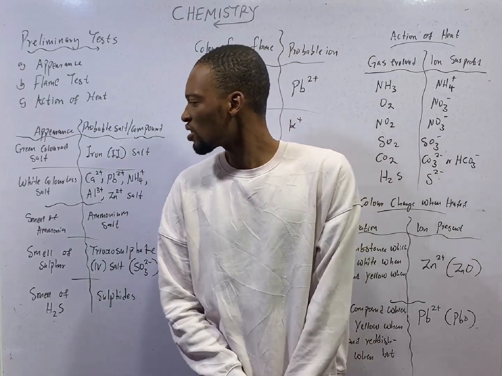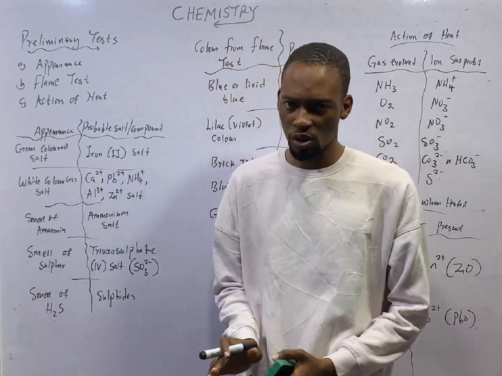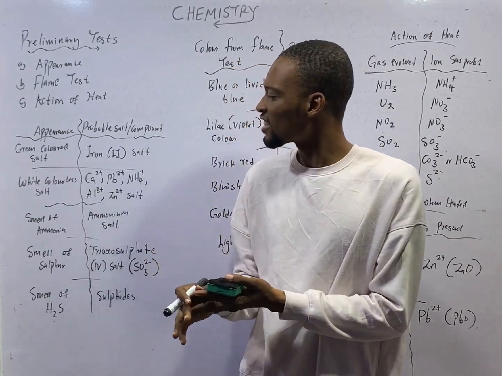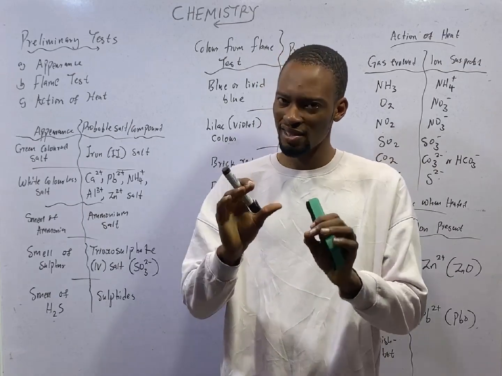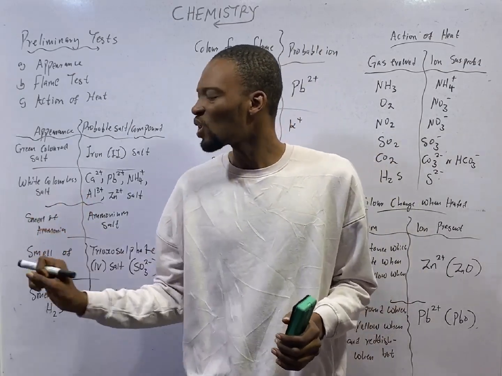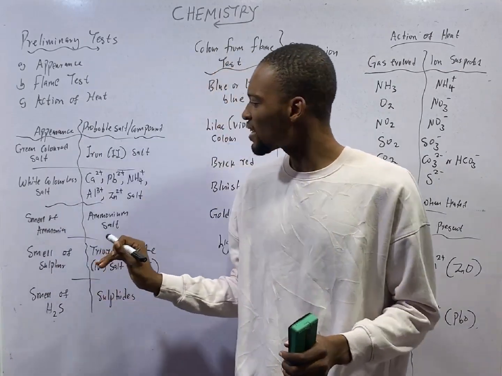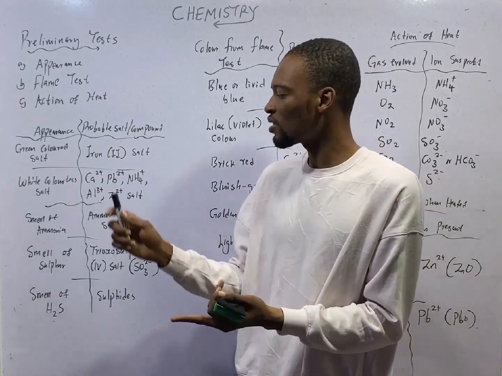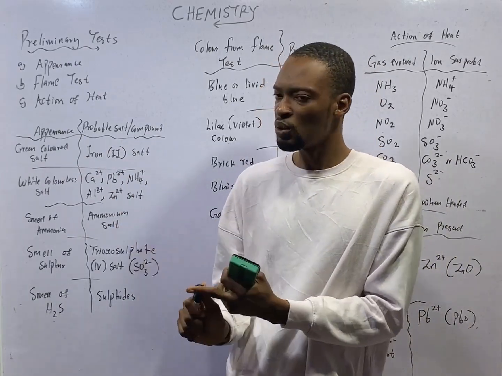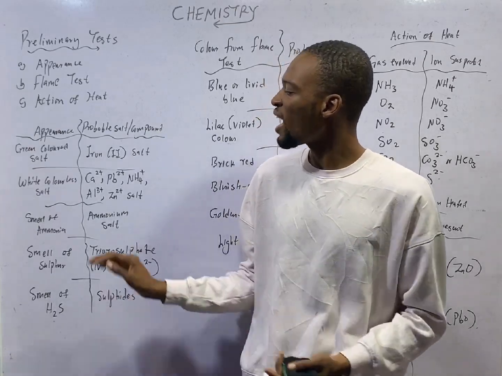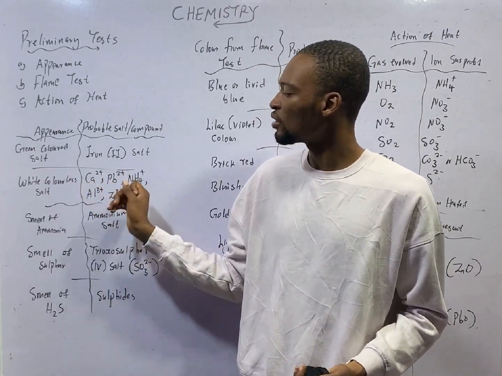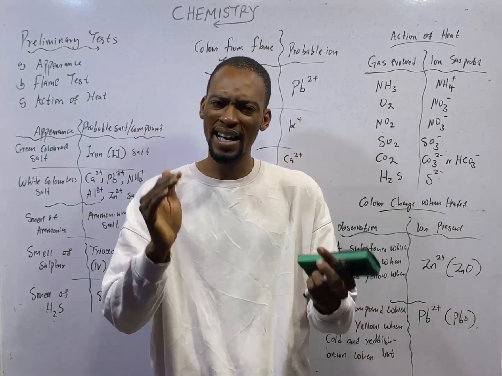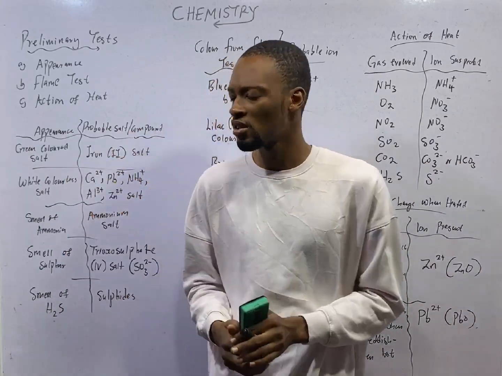A green colored salt is likely to be an iron 2 salt. When you are given a salt and you are told that the color of the salt is green, that is iron 2 salt. Color of iron 2 salt is green. Then a white or colorless salt. There are many ions probably present when a salt is white or colorless. Examples are calcium ion, lead ion, ammonium ion, aluminium ion, zinc ion. So any salt containing calcium ion, lead ion, ammonium ion, aluminium ion, and zinc ion will be a white or colorless salt.